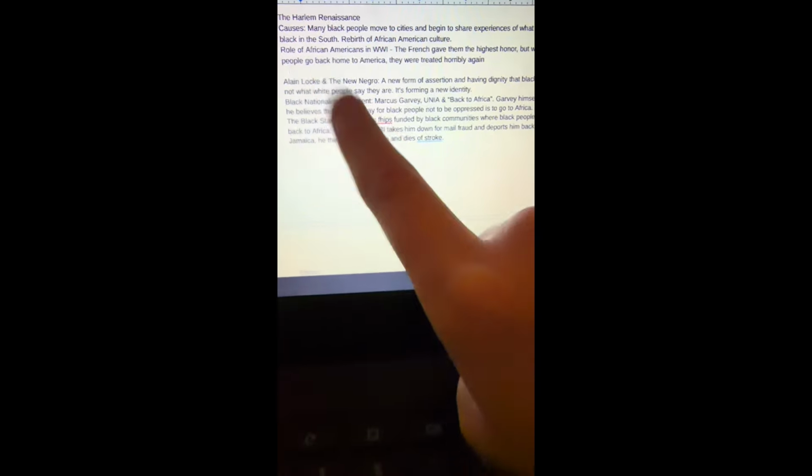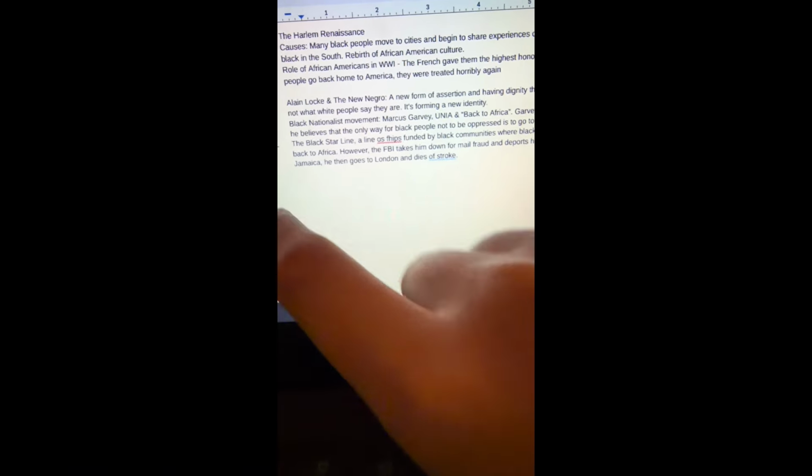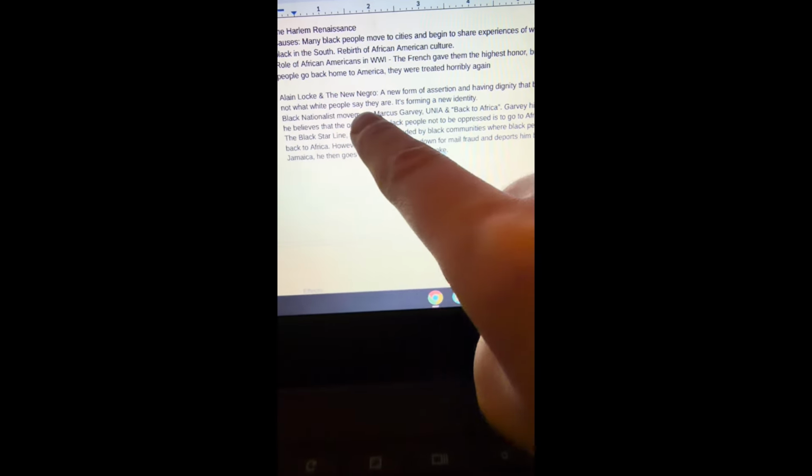Now, I will not be saying that word because, but I did have to write that down for the sake of my notes. Alan Locke and a new form of assertion and having dignity, that black people are not what white people say they are. It's forming a new identity.